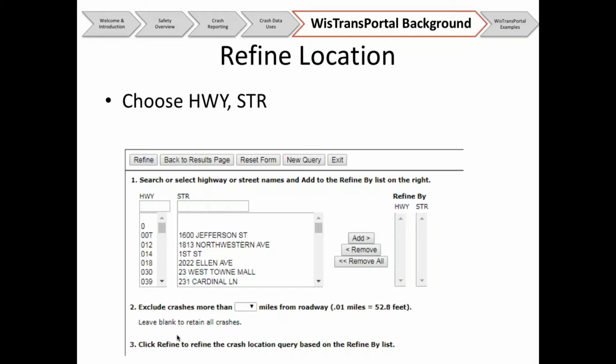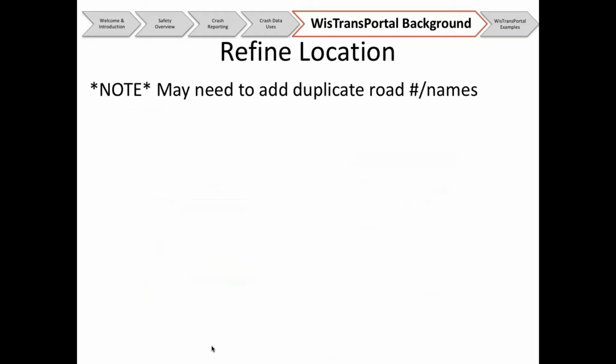So say, for example, I want to look at 12 and, or say like 14 and Highway 92. I want to maybe look just a little bit down Highway 92 so I can choose that or exclude crashes that are more than maybe a mile from the roadway or things of that sort. And then I can refine that. So I click add.